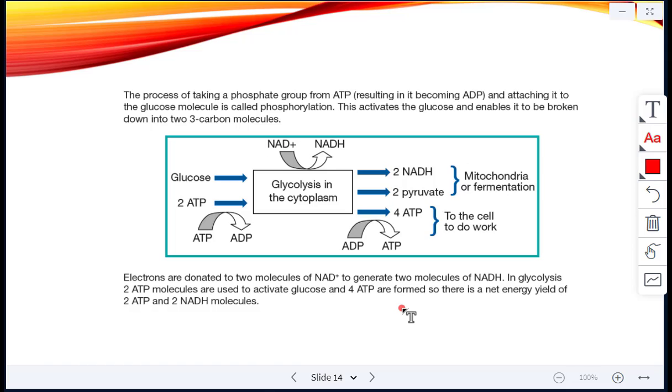And again, 2 molecules of ATP were required at the beginning of glycolysis, and 4 ATP are formed. So the net energy yield here is 2 ATPs and 2 NADH molecules.